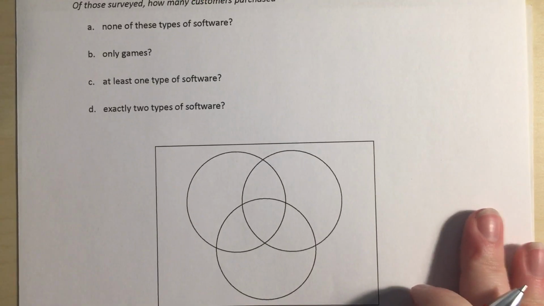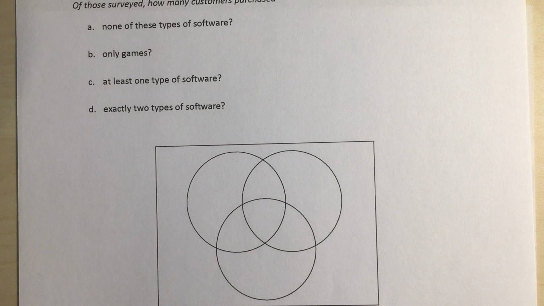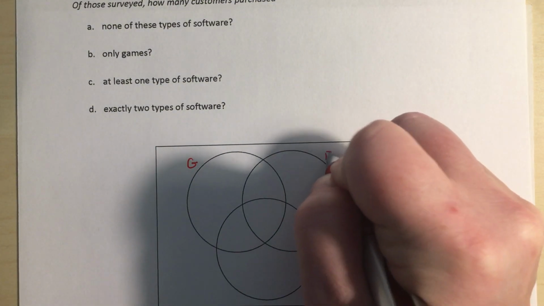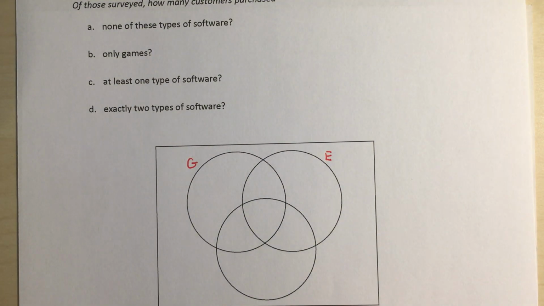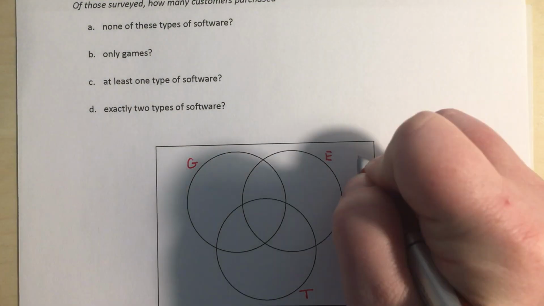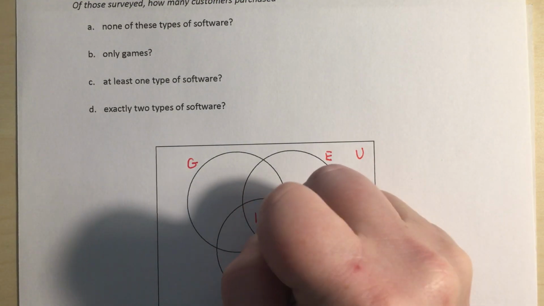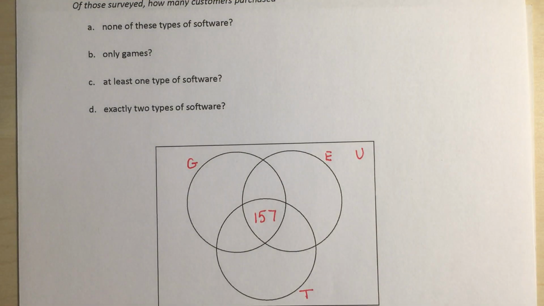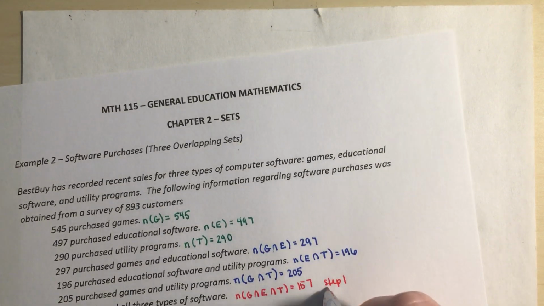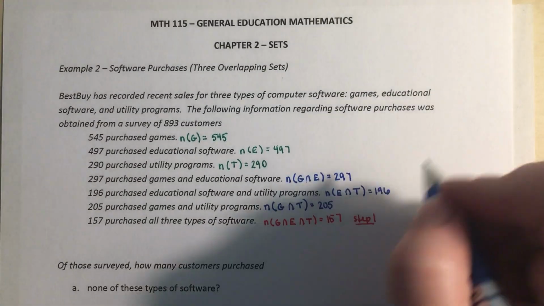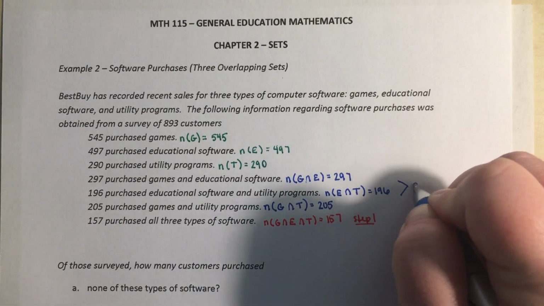So in my Venn diagram, I'm going to come down here and start by labeling my sets. We have G for games, E for educational software, T for our utility programs, and then we have our universal set. Right? And we are told that 157 purchased all 3. So we're going to put 157 in that center area. Right? Now, once we're done with step 1, we're going to move on to step 2, and we're going to use this information that we have here.